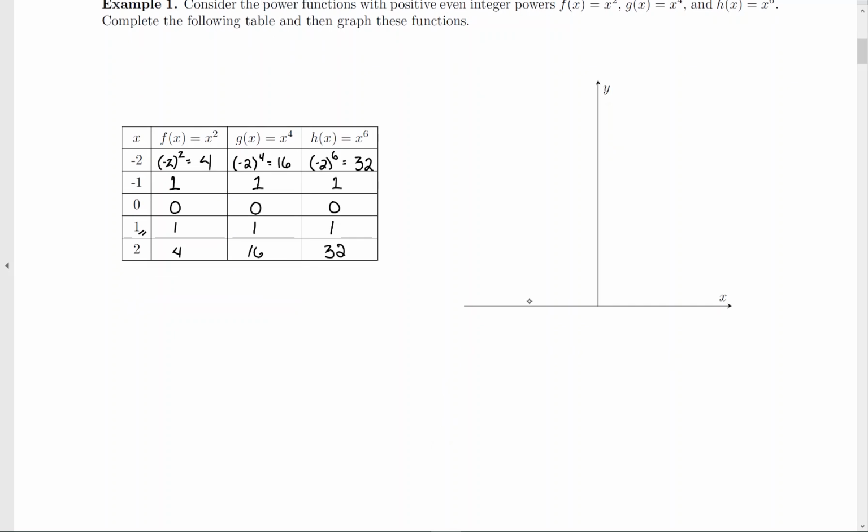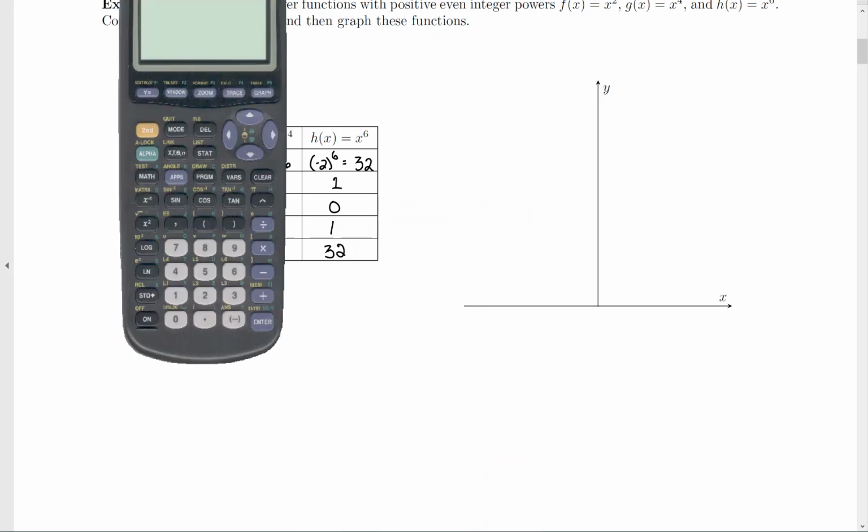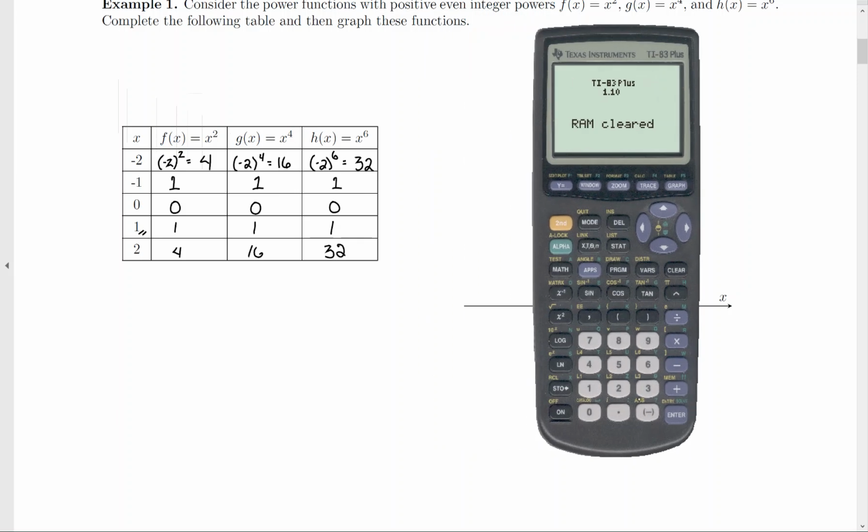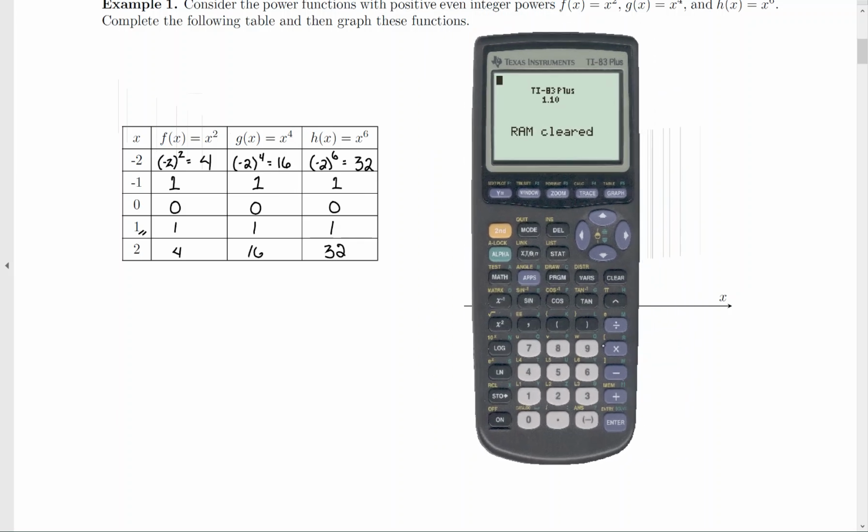This graph's a little sparse. There's no units on our axes here. I could also go to my graphing calculator. So at this point, if you go into your graphing calculator, and I think it helps to see all of these at one time. Let me make my screen a little bigger here if I can.